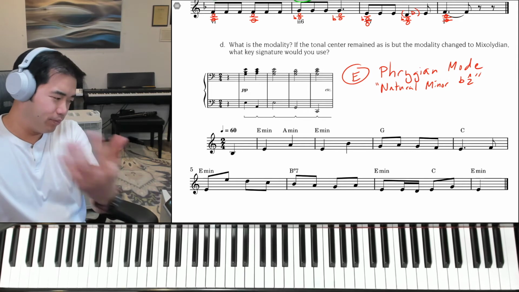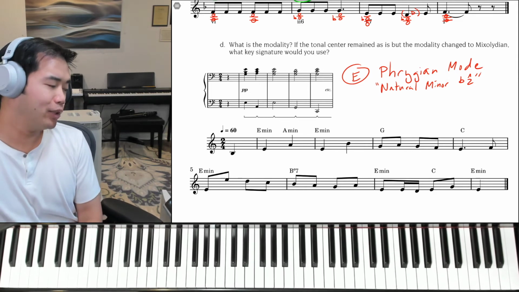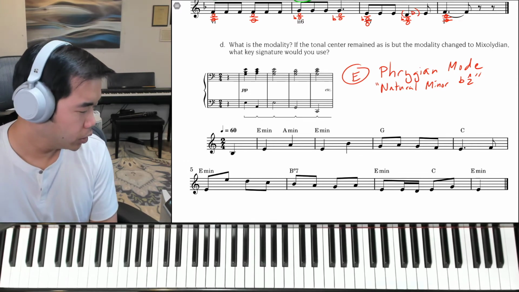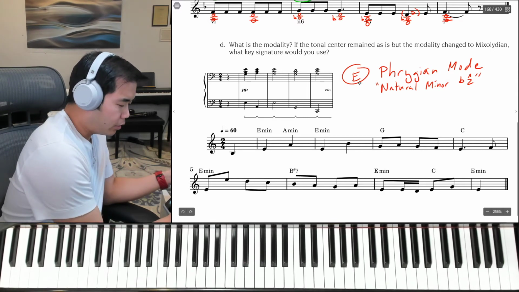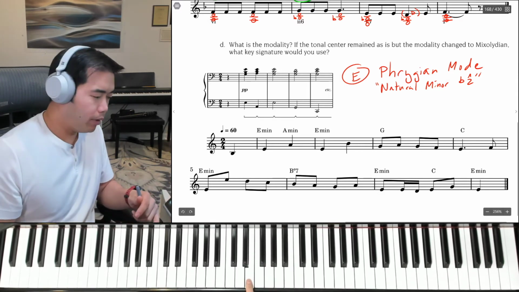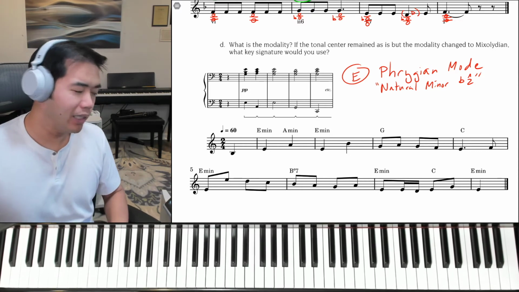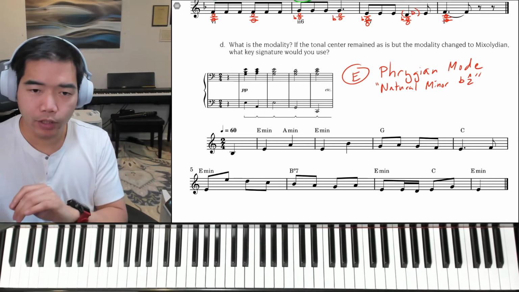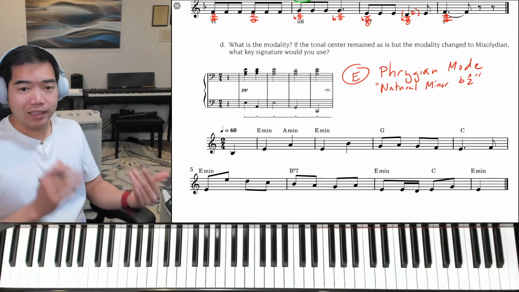Of course, they ask the question, if the tonal center remained as is, but the modality changed to mixolydian, what key signature would we use? So what they're saying is, if the tonal center is still E, but it's mixolydian, what would our key be? And I already told you mixolydian is major with a flat 7. Major with a flat 7. So that means E major with a flat 7.